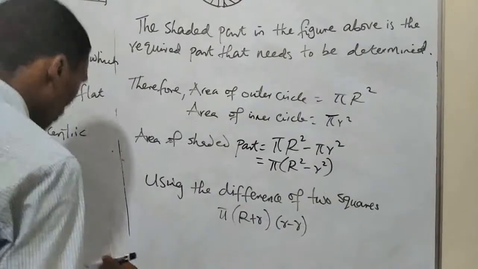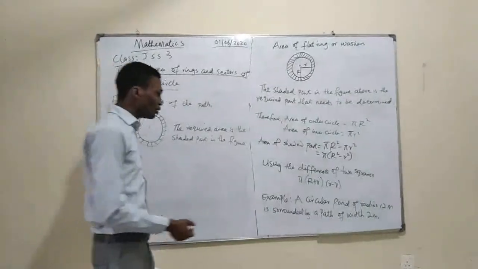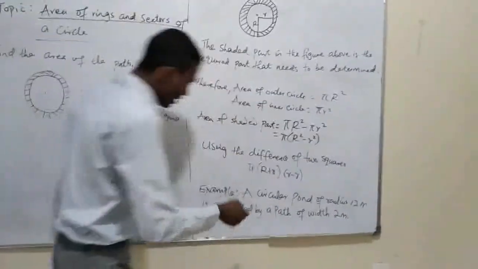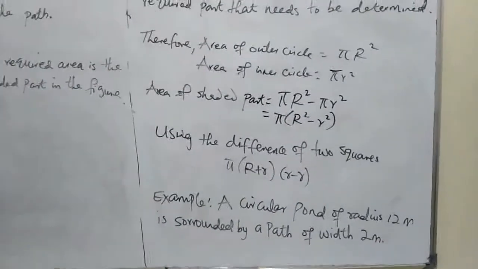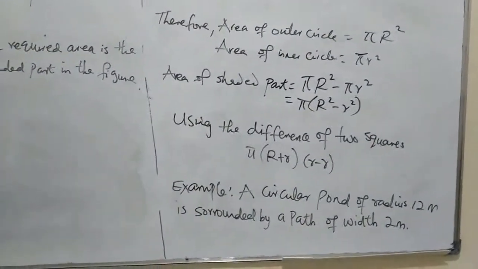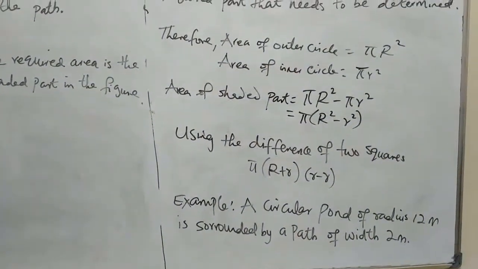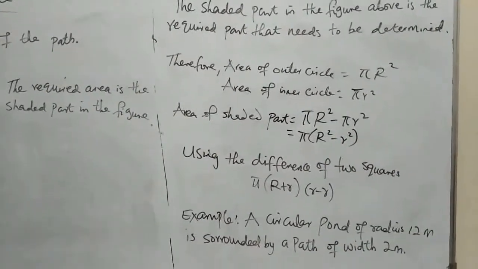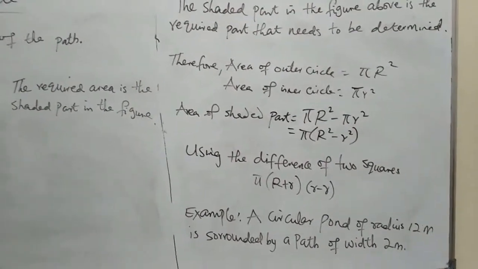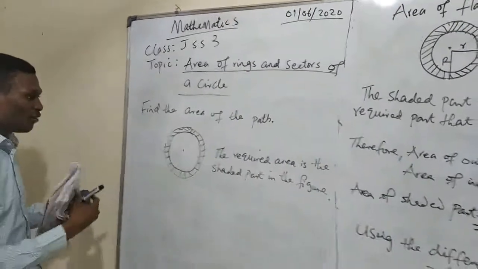So we'll solve an example. A circular pond of radius 12 meters is surrounded by a path of width 2 meters. Find the area of the path.